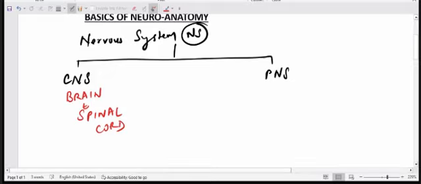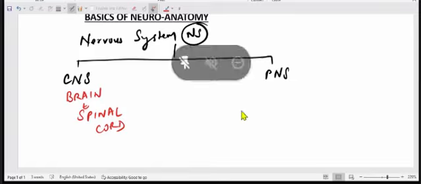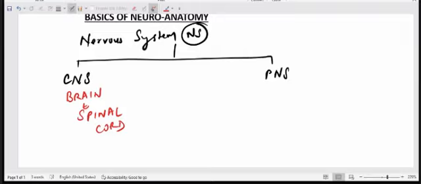So brain and spinal cord, these two are the main parts of our CNS basically, right? Now I'm going very slow today, maybe in the coming future it will be very fast. Okay, what about the PNS, the peripheral nervous system?